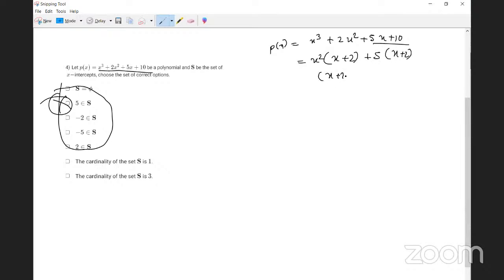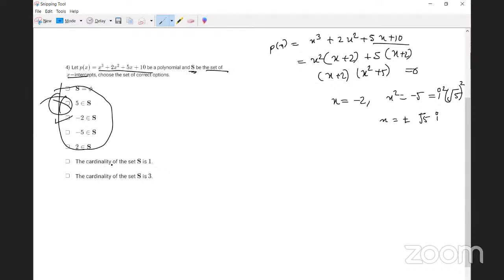So x plus 2 times x square plus 5 equals 0. So the root will be x equals minus 2, and here x square equals minus 5, that is i square times 5, so x equals plus or minus root 5 i. So the set of x-intercepts is this. So this option is correct, right? Minus 2 belongs to that particular set.